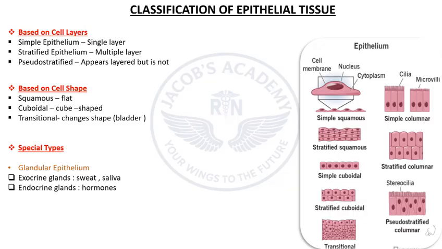Coming to endocrine glands, these glands do not have ducts. Instead, they release their secretions, mainly hormones, directly into the bloodstream. For example, pituitary gland, thyroid gland, adrenal gland, pancreas. These hormones help regulate growth, metabolism, stress response, reproduction, and many body processes.